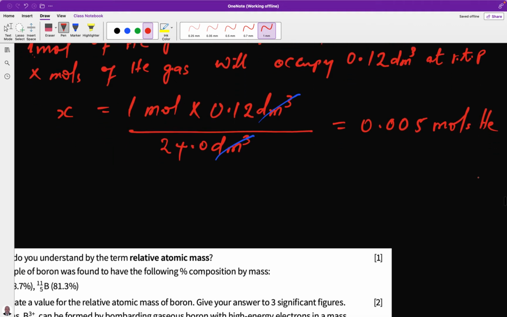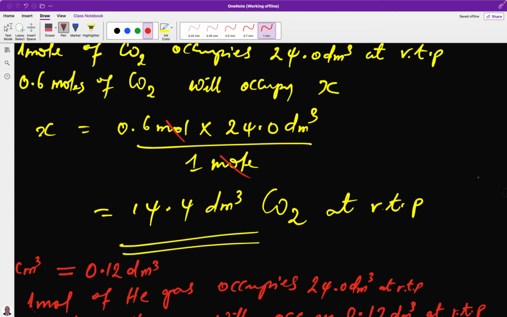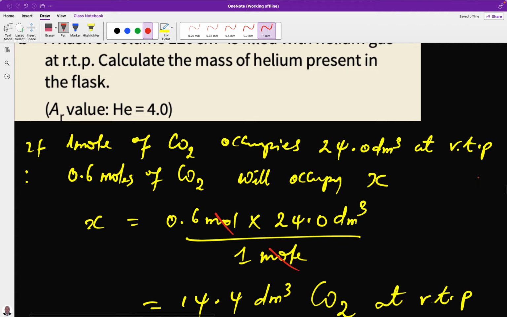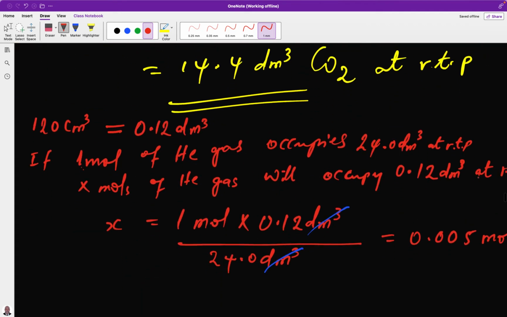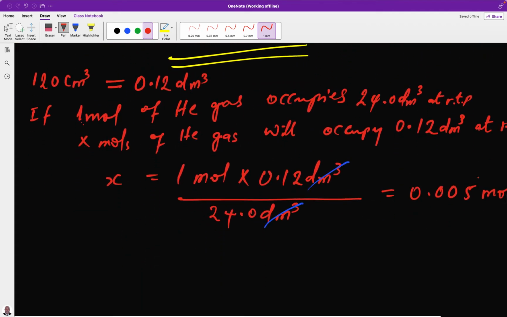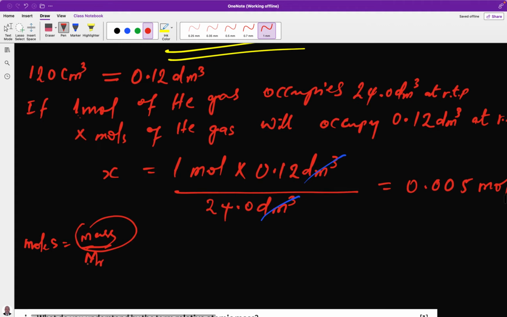Now, after getting the moles of helium, what is the mass? The question was to calculate the mass of helium present in the flask. Using the expression of moles, we have moles equals the mass over the molar mass, Mr. So if we want the mass, we will cross multiply. So the mass will be moles times molar mass.